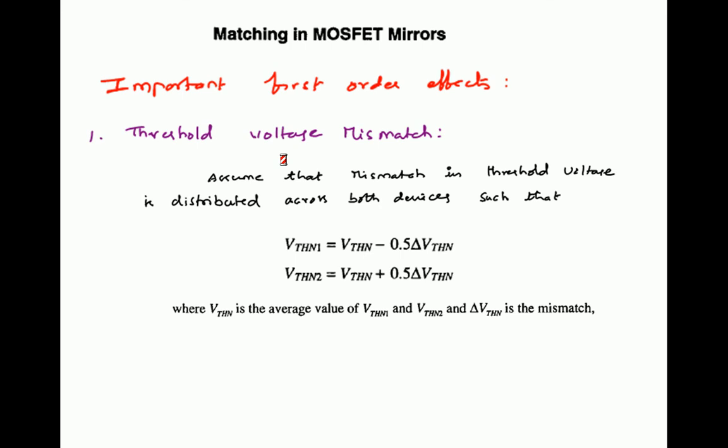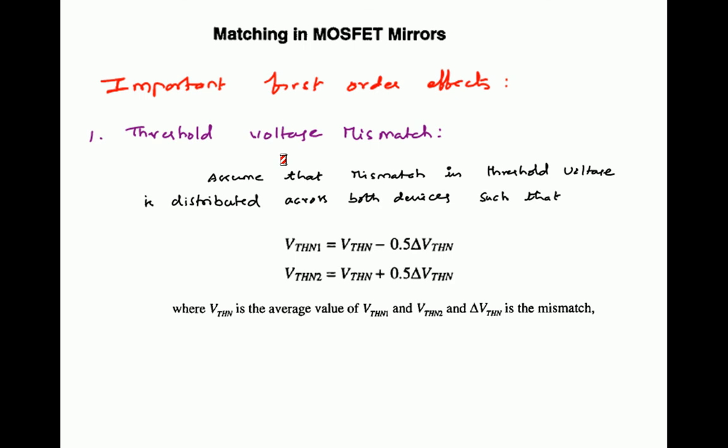Next topic, matching in MOSFET mirrors, that is how to match M2 and M1. Those two transistors in the current mirror must be matched perfectly such that I out is going to be equal to I in, otherwise it may be multiple times of input current.